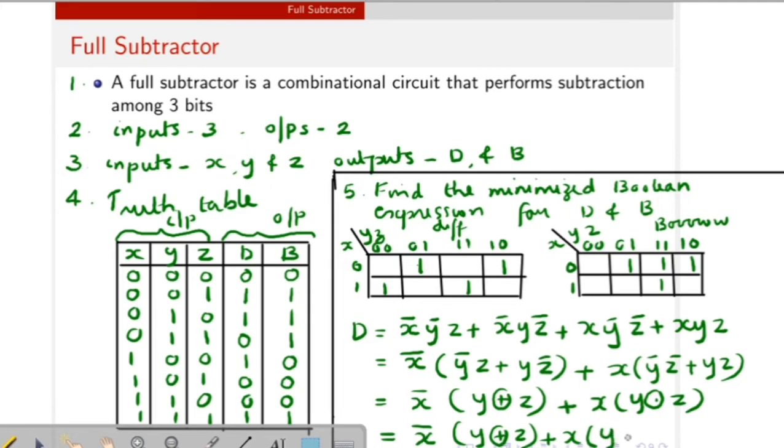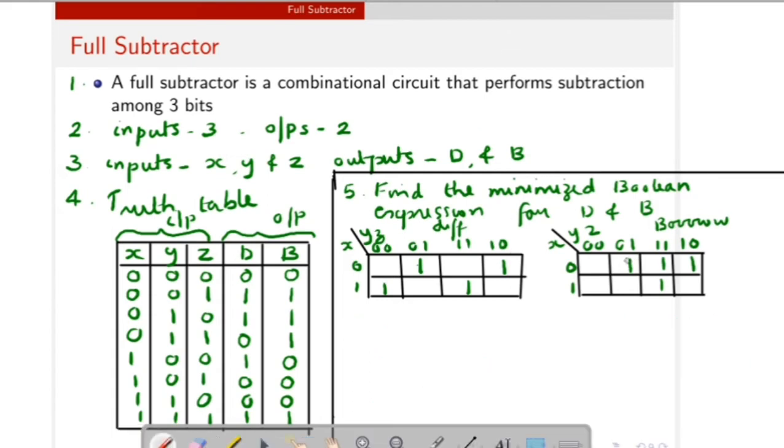Y XOR z complement is written as y XOR z whole bar. Okay, so see this here, this one is y XOR z and here it is y XOR z whole bar. Suppose we take this as y, then x bar y plus x y bar is x XOR y, so that is x XOR y XOR z. So this is the expression for the difference.